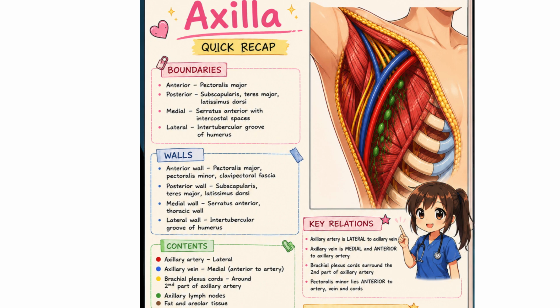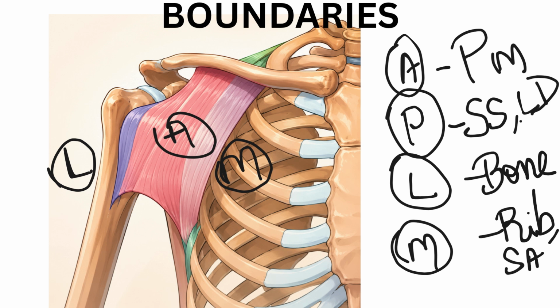Now coming to the medial wall. Medially you have ribs, and you have intercostal muscles, that is, the muscles between these ribs, and serratus anterior. Lateral wall consists of coracobrachialis, biceps brachii, and the bicipital groove. Okay, boundaries: you have apex, base, anterior wall, posterior wall, medial wall, and lateral wall.